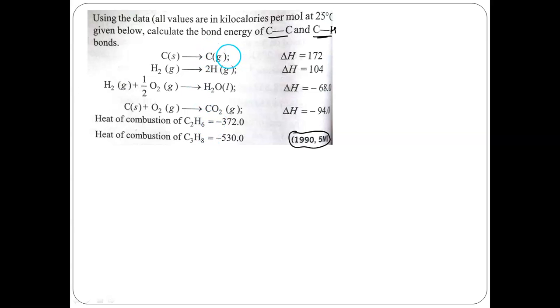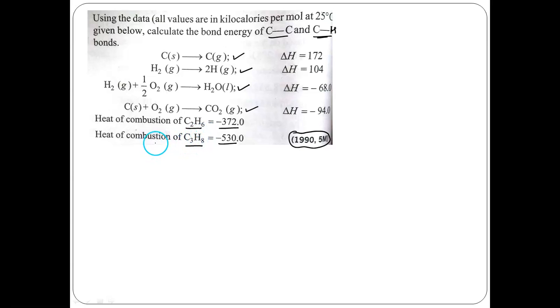So again, the data which is given is the sublimation energy, atomization energy, then formation of H2O, then combustion of carbon giving us CO2. These data are given to us. And heat of combustion for C2H6, which is ethane, is given as minus 372, and for propane is given as minus 530. These all values are in kilocalories per mole.